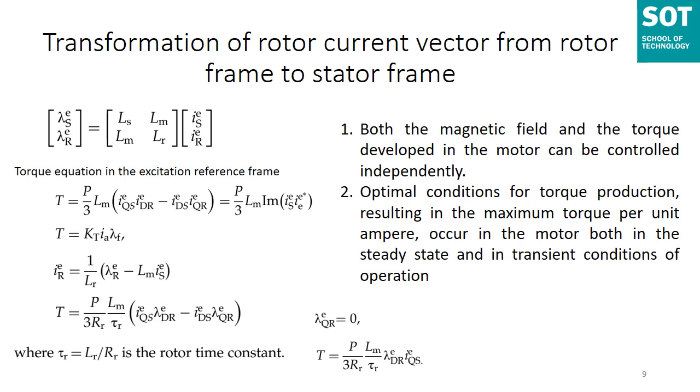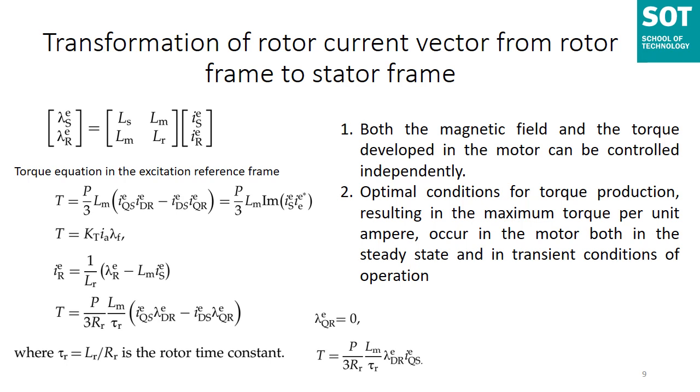Now, if we take that lambda QR, the DC value for the Q axis, is equal to 0, and put lambda QR equal to 0 in this expression, we get the reduced torque as P by 3R, Lm by tau R, lambda dr IQS. Now this equation, if you see and compare it with the torque equation describing a separately excited DC motor, you will get that these are pretty identical.